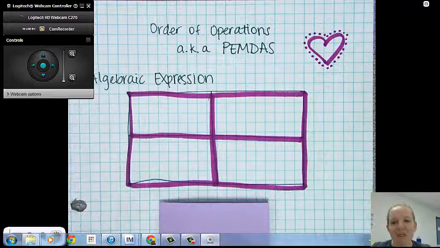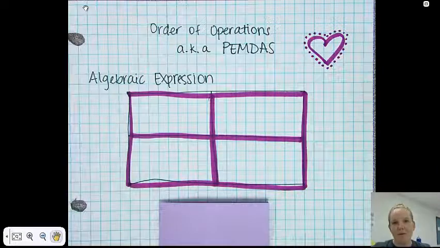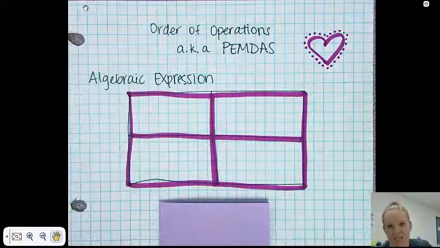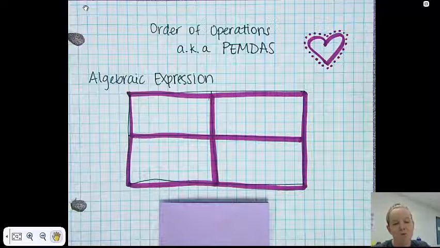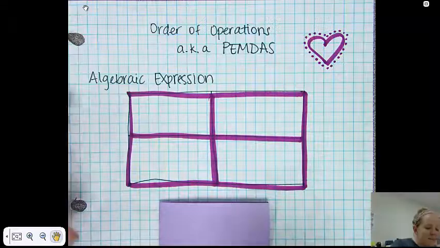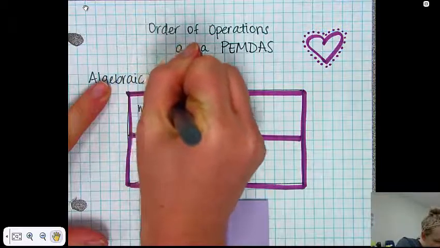Now, you've probably done PEMDAS before, but we're just going to review it. Before we get into that, though, we need to define an algebraic expression, because whenever we use PEMDAS, we're simplifying algebraic expressions. An algebraic expression is a mathematical phrase.